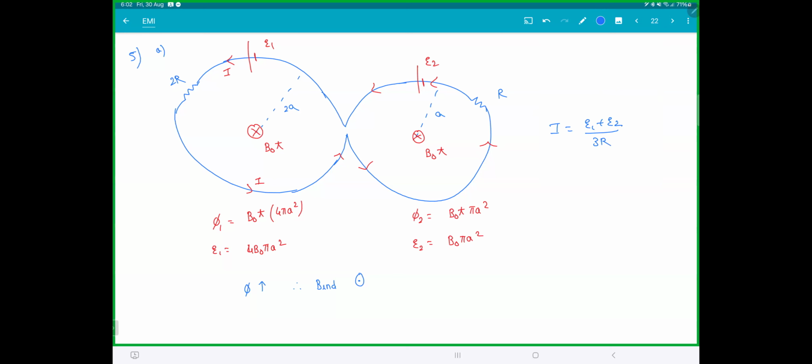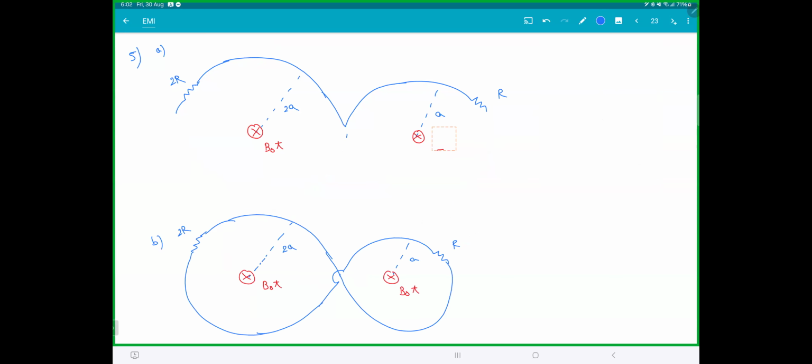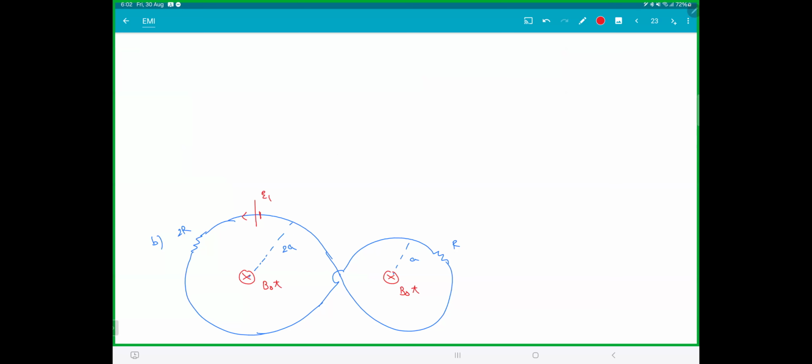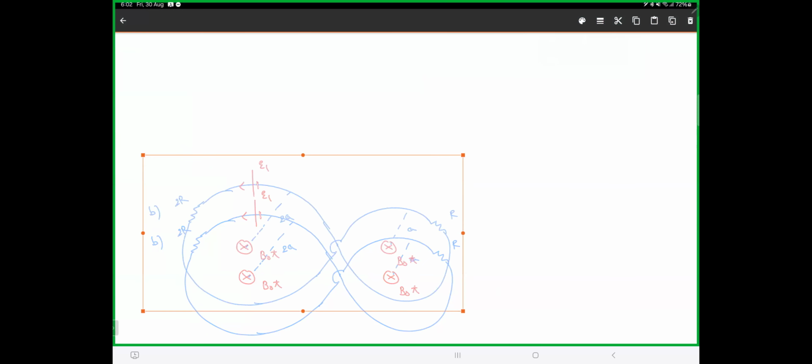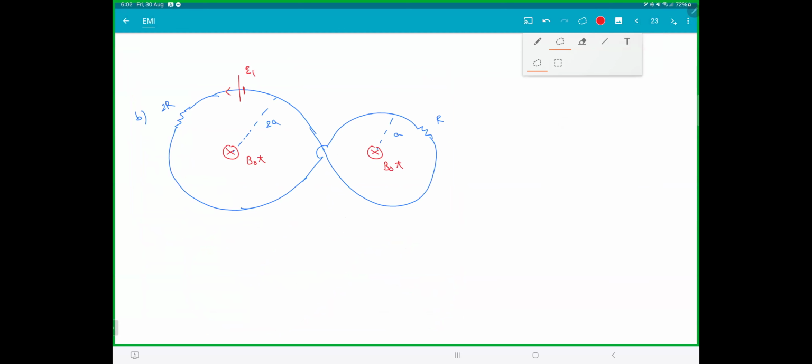But the same thing when you try to do the next question, because you got twisted there, the story is still the same. Each loop is trying to push the current in the anti-clockwise direction. But because of the twist in the middle, this is acting like E2. Now see what happens. This is the current I, this current is going opposite to this. That is the only difference. In the B part, the current I would be E1 minus E2 by 3R.